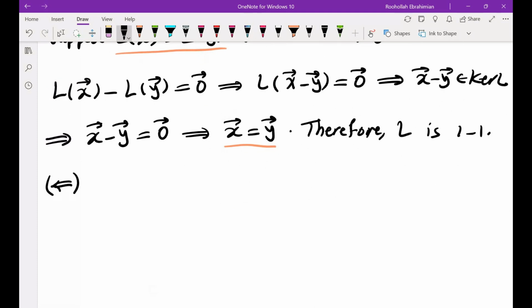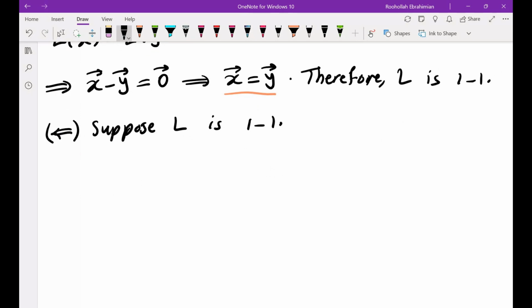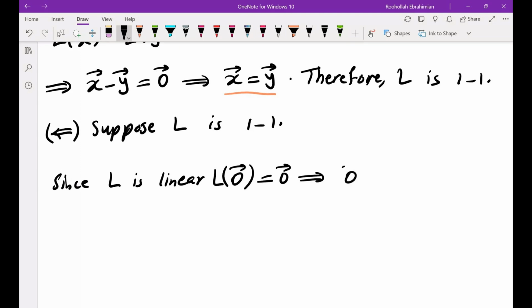We're going to assume that L is one-to-one, and we're going to show the kernel is 0. So suppose L is one-to-one. We would like to show that the kernel contains only the zero vector. So first of all, since L is linear, L of 0 is 0, which means 0 is in the kernel.